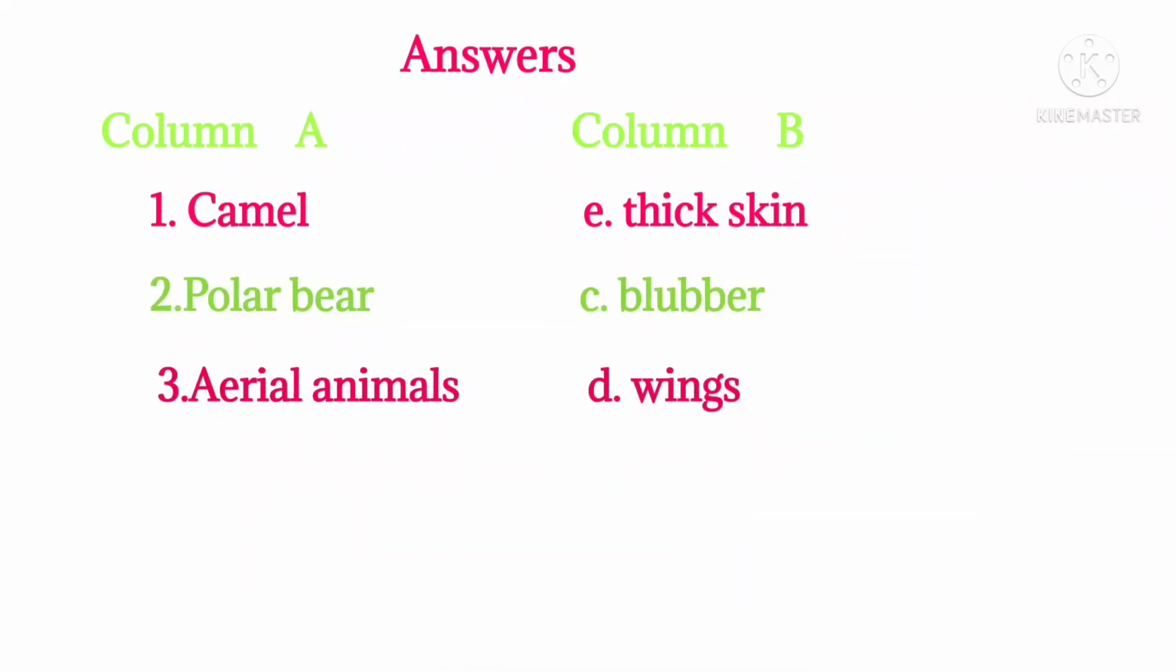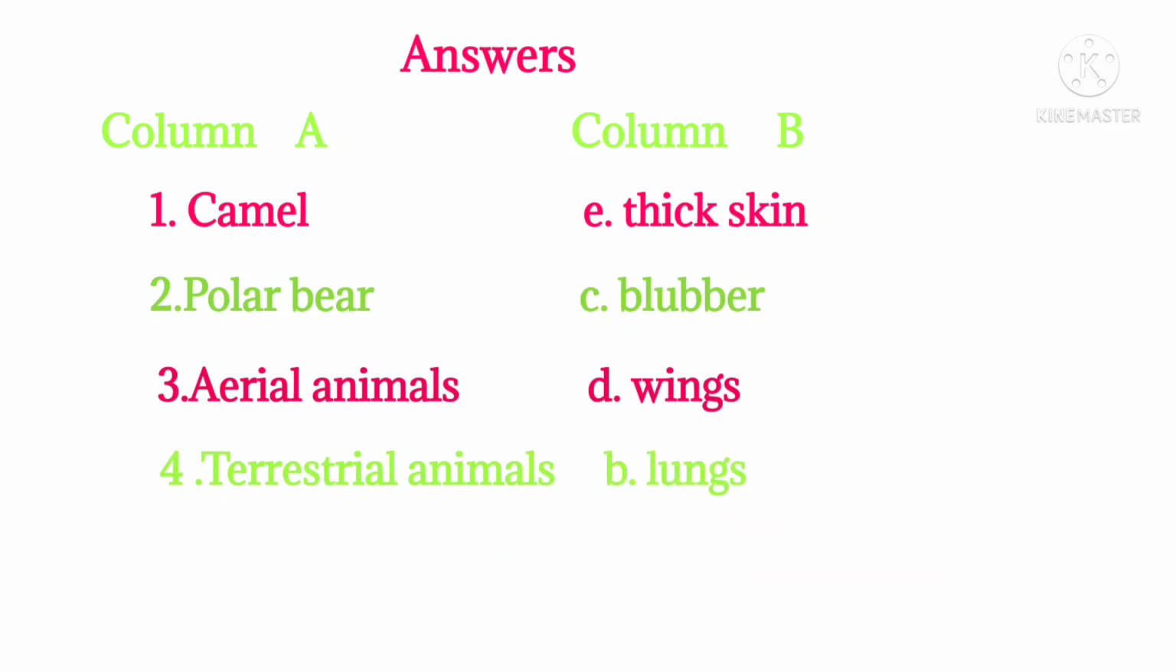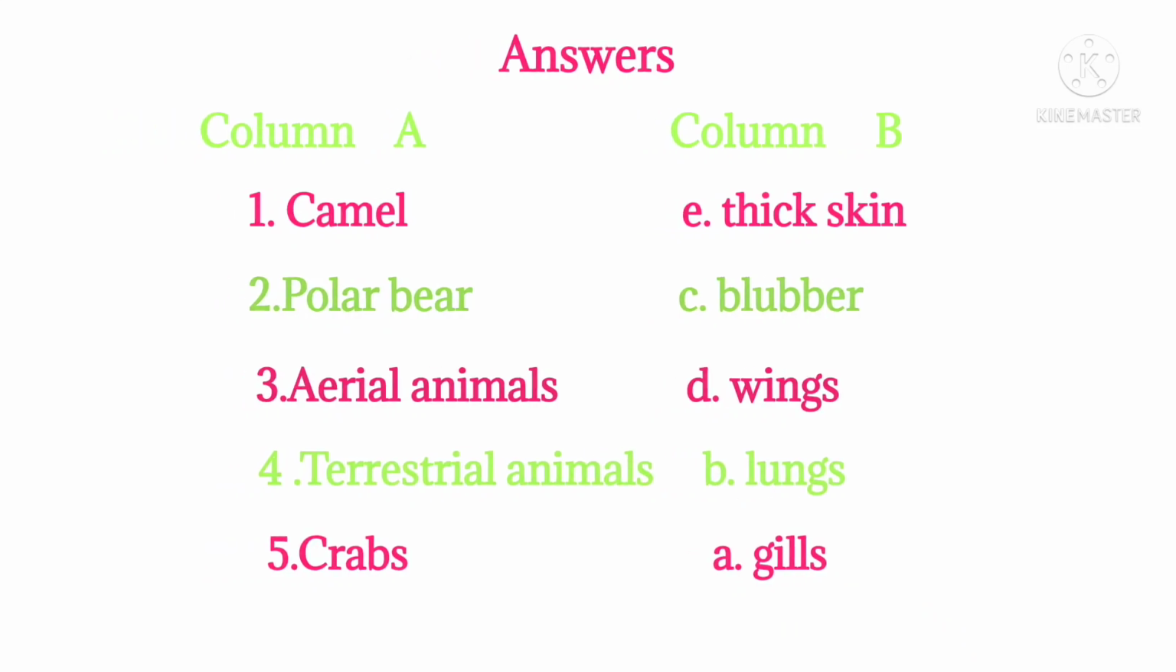Next, aerial animals match with wings. Aerial animals fly with the help of their wings. One set of their limbs have been modified as wings. Example, birds. 4. Terrestrial animals. Most of the terrestrial animals breathe with their lungs. 5. Crab. Crab is an aquatic animal. It breathes through its gills.